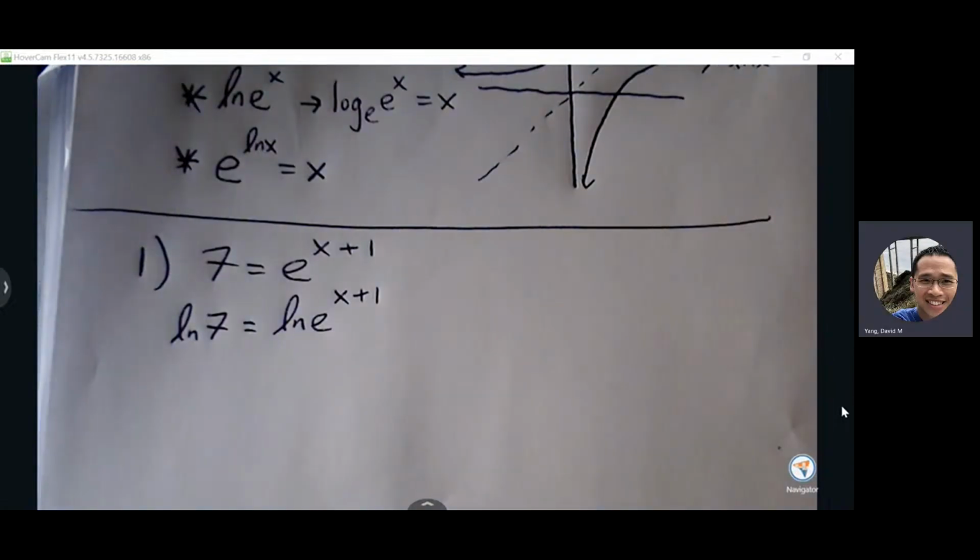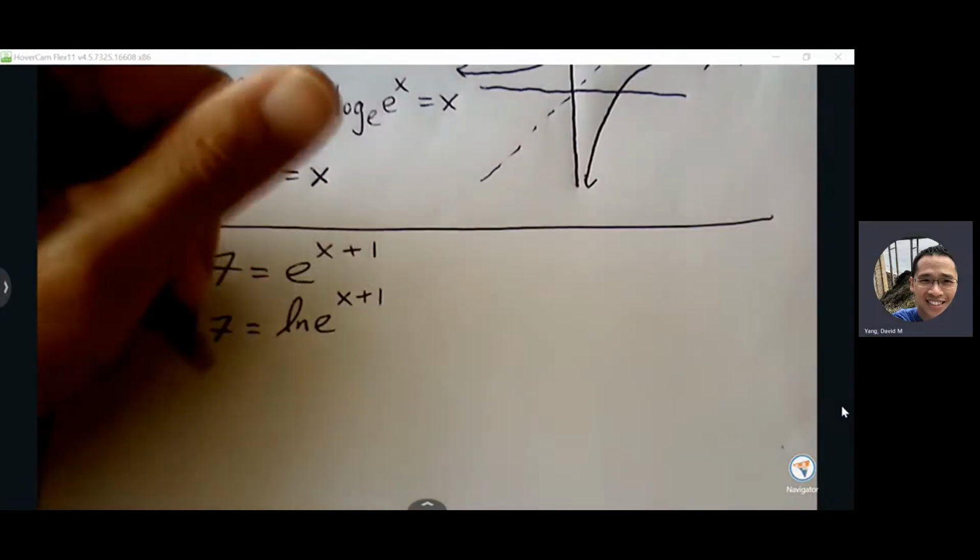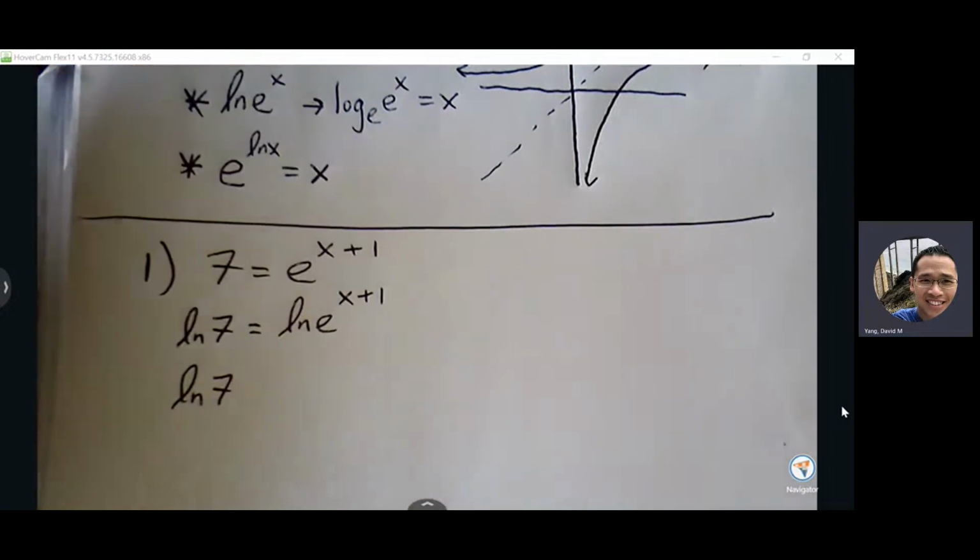Right, I'm taking the natural log of both sides to force that log property for us to use. So what can we do next? What property can we use? Power property. What can we do? Right side, x plus 1 can come down, right? Without changing overall value. That's just power property.